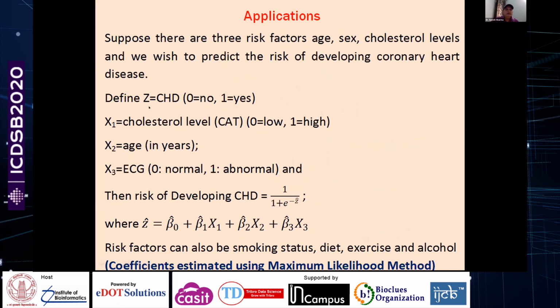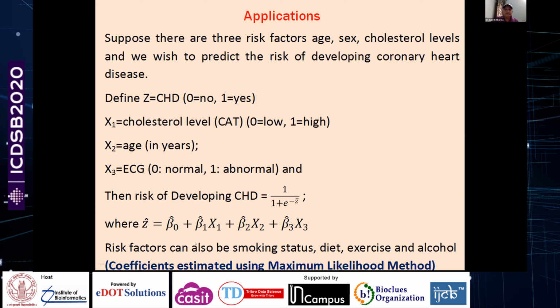For example, let's say your Z, which is a dependent variable, is coronary heart disease. Either people are having coronary heart disease or they are not. And coronary heart disease depends upon cholesterol, whether cholesterol is low or high. So you can code this as 0 and 1. This is called X1, one of the independent variables. Age you can put in years, and X3 is ECG, whether it is normal or abnormal, again categorical. And then you develop this equation that Z is equal to this.